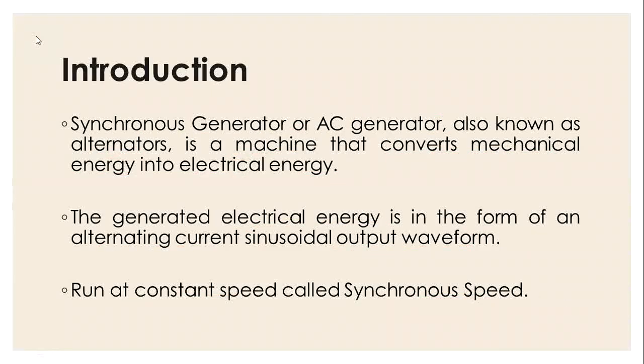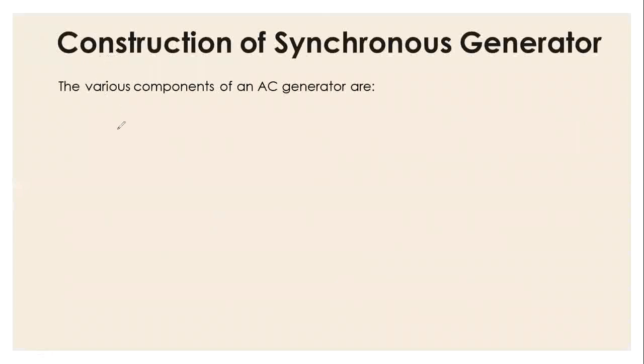Now let us see the construction of the synchronous generator. What are the various important parts or components of AC generators? The first one is called the stator, also called the armature. In some machines we call it the stator, or we also call it the armature. And this is the stationary part of the synchronous generator, right? So they are stationary in nature.